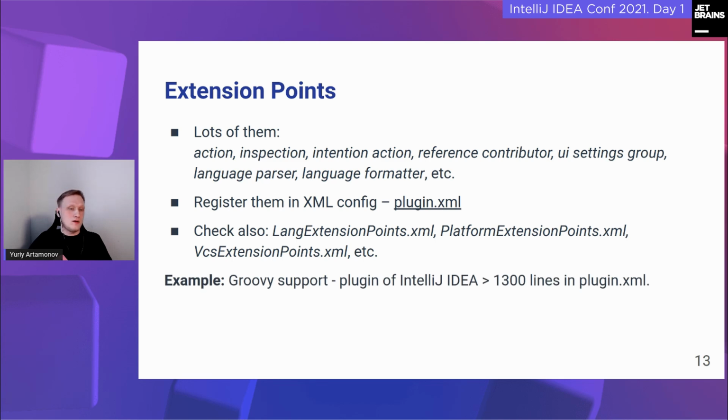And if we check existing plugin, let's say Groovy support. Groovy plugin is open source plugin, and you can easily find its source code on GitHub. There will be 1,300 lines of plugin XML to declare all the options that all the extension points provided by Groovy plugin. So you can implement a lot of things. And you can easily find all source code of IntelliJ IDEA community on GitHub inside JetBrains organization.